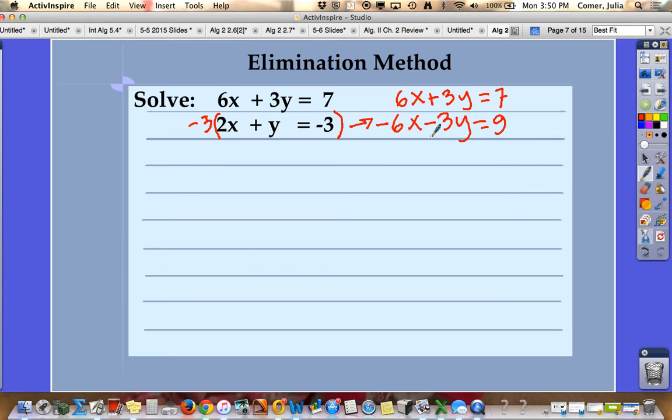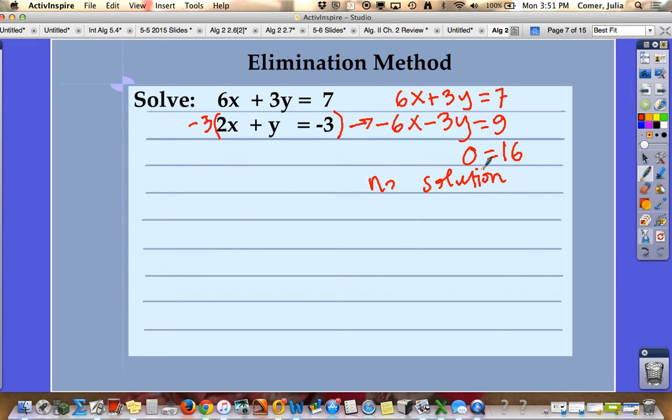Well, what's going to happen when I'm combining these? My 6's drop out, my y's drop out, so I have nothing over here, and that's going to be equal to 16. Well, nothing, 0 equals 16. Well, what does that mean? That we have no solutions.